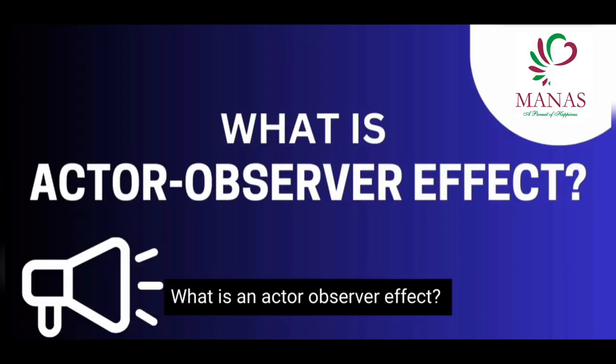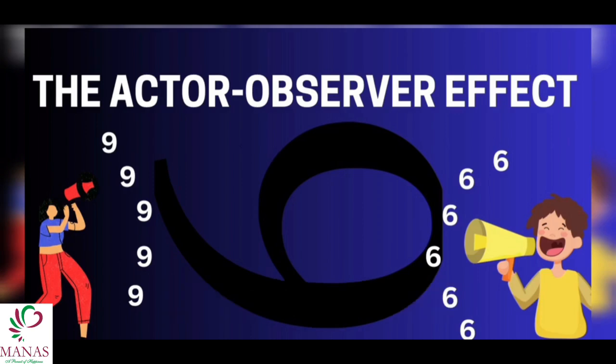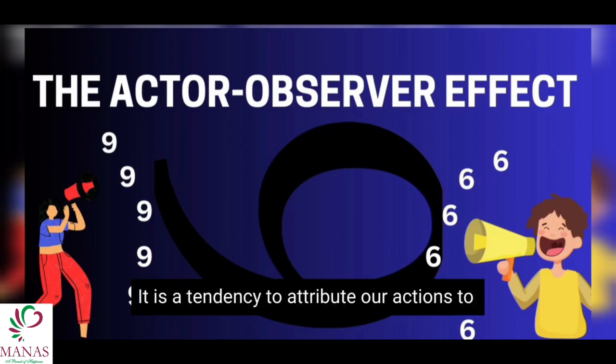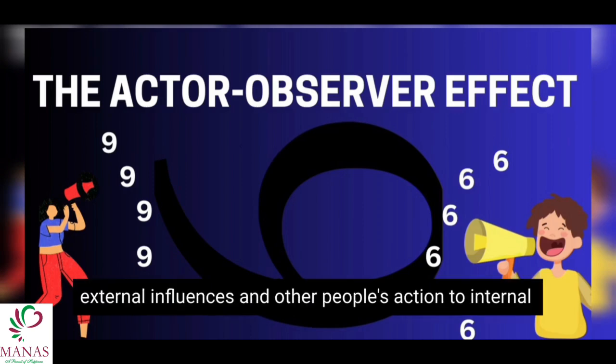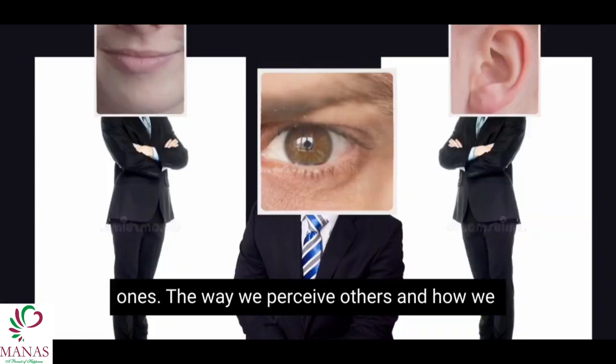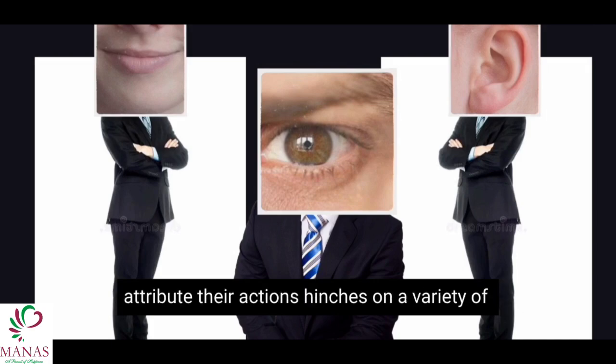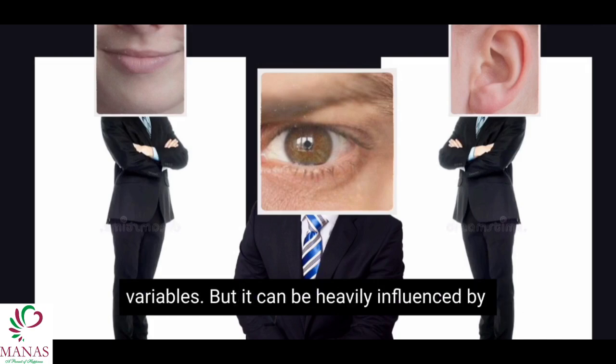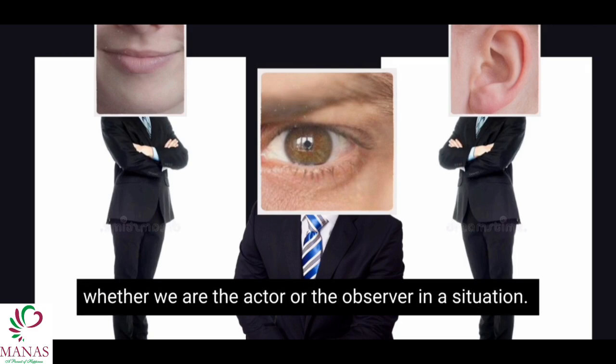Actor-observer effect. What is the actor-observer effect? It is a tendency to attribute our actions to external influences and other people's actions to internal ones. The way we perceive others and how we attribute their actions hinges on a variety of variables, but it can be heavily influenced by whether we are the actor or the observer in a situation.